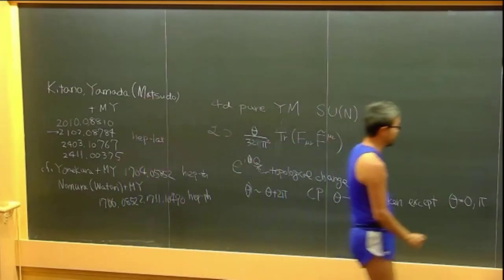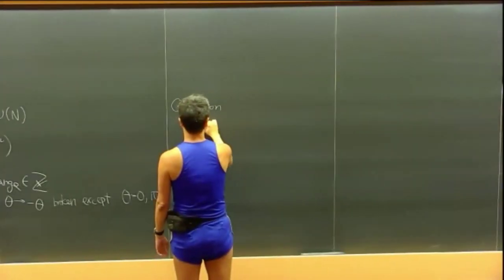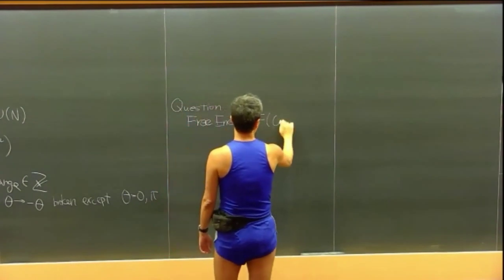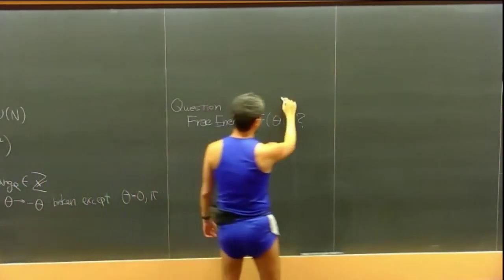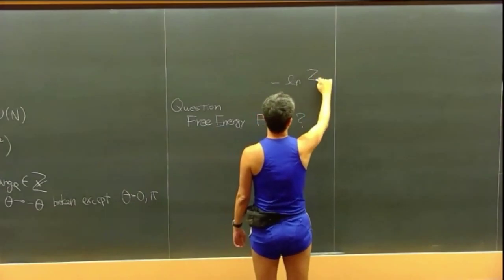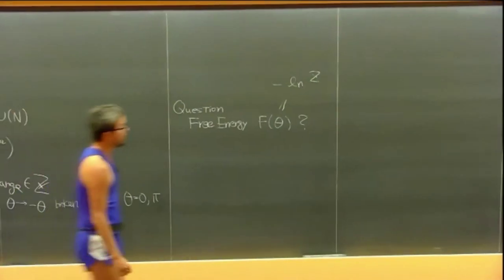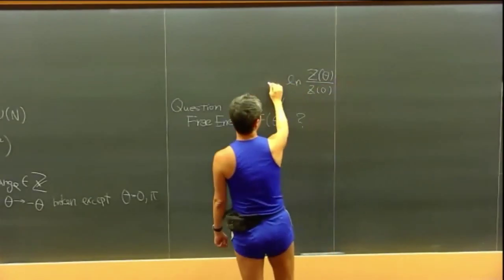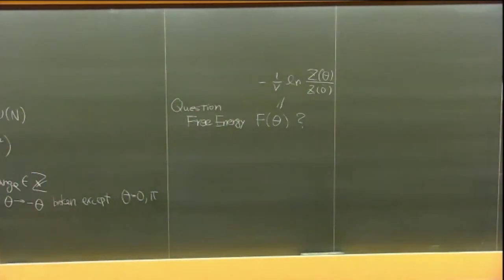So the question is the free energy F(theta) as a function of theta. The free energy is just minus the log of the partition function. You can do the path integral and define the partition function. If you like, you can normalize it and divide by the volume, but that's just a normalization factor. So it's really just the standard free energy. And the question is, what is this function?